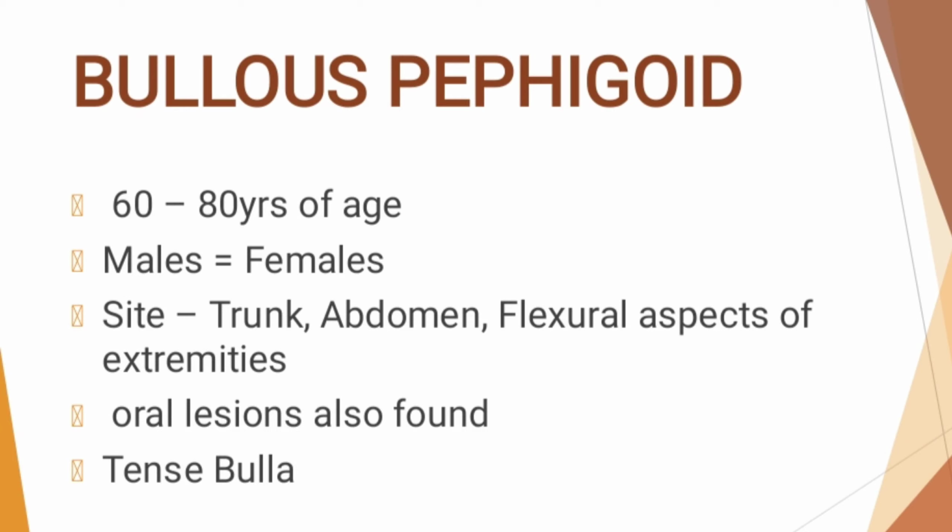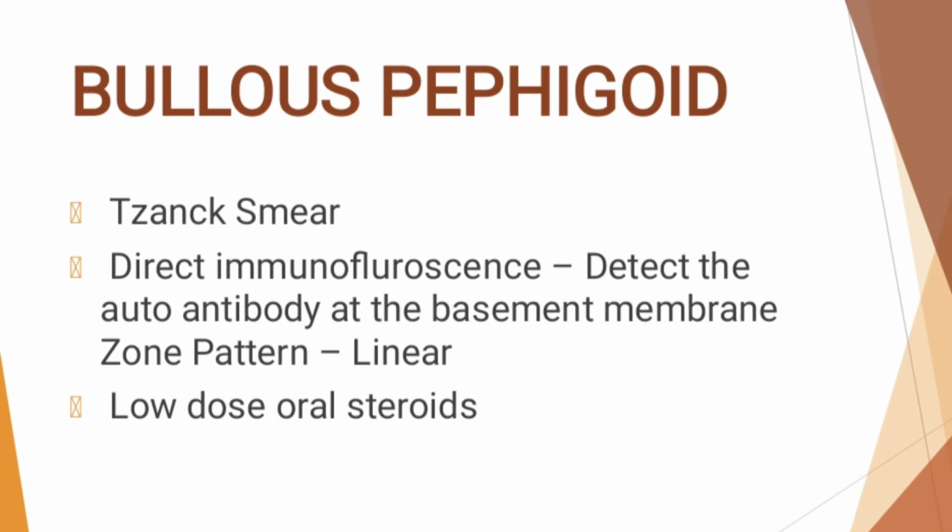This condition occurs equally in males and females, and the sites of these lesions are the trunk, abdomen, flexural aspects and extremities. Oral lesions are also seen in patients of Bullous pemphigoid, and the bulla which we see in this condition is a tense bulla. Whereas in Pemphigus vulgaris we see a flaccid bulla, and hence the bulla spread sign is positive. In Bullous pemphigoid we see the tense bulla.